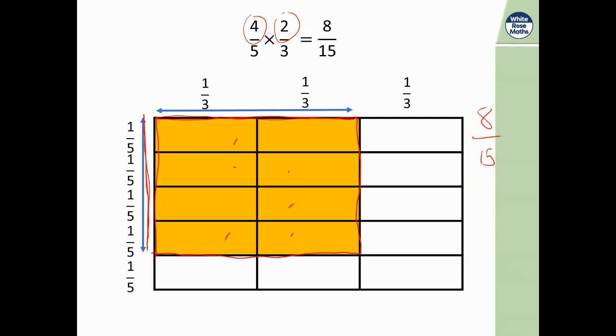And as I've said, some of you have probably started to realize the arithmetic side of how these can be done. 5 times 3 is 15. 4 times 2 is 8.